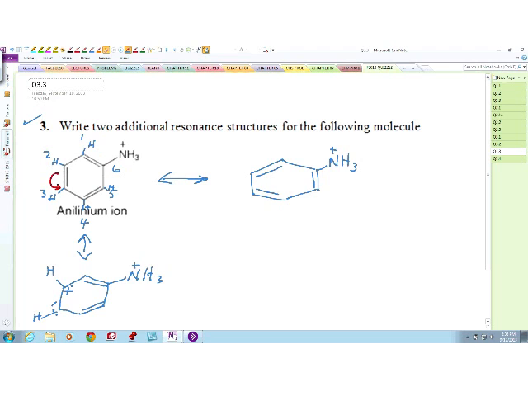You did not know you can do that. Now you know. No, seriously, for resonance, all you need to do is move pi electrons or non-bonding electrons. As long as that's all you do, then you have a resonance. No, but if you have any problem, see me after the class.